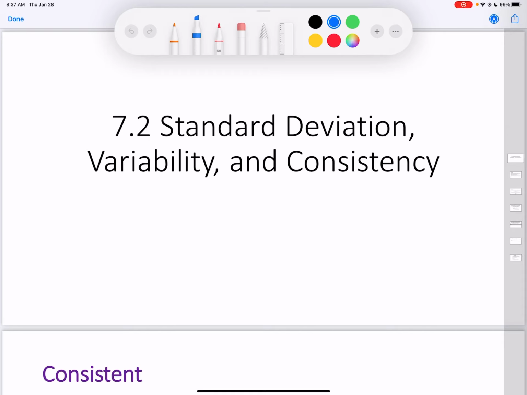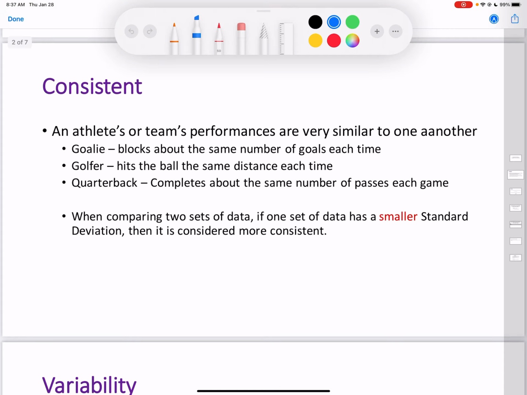Hey guys, today we're going to talk about 7.2, more talking about standard deviation, and also introducing you to some words, variability and consistency. So, consistent is when an athlete or team's performance is very similar each time. So if a goalie blocks about the same number of goals each time, or a golfer hits a ball about the same distance each time, we say that he's consistent.